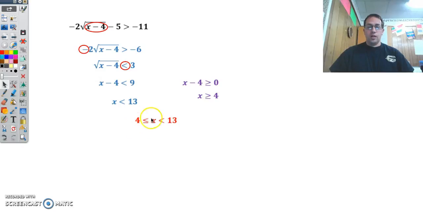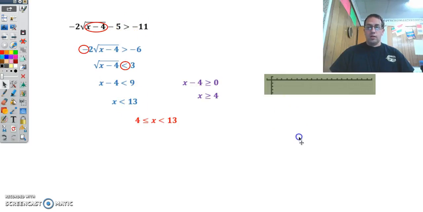Notice this time we have an equal to here, and a not equal to on the other one. This here, this is always going to be greater than or equal to 0. So this is always going to be "or equal to." This is going to depend on whatever the original problem was.